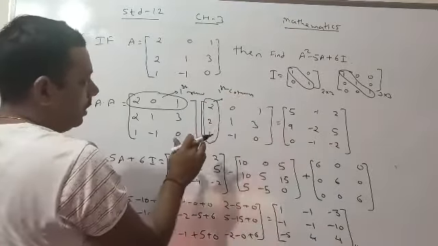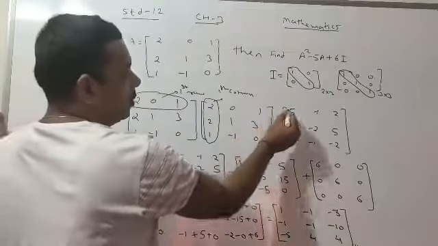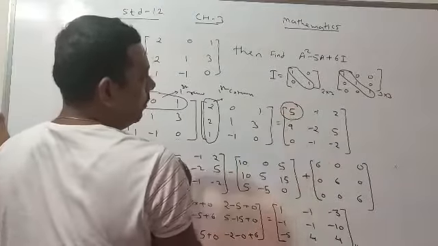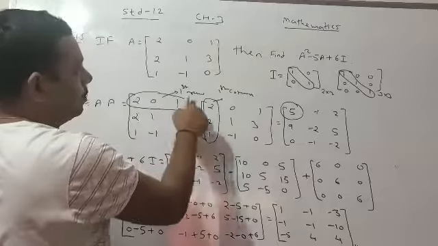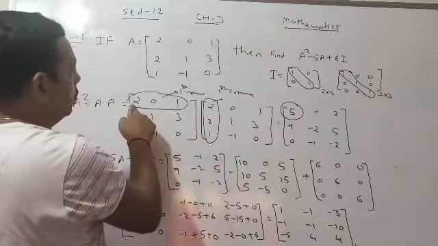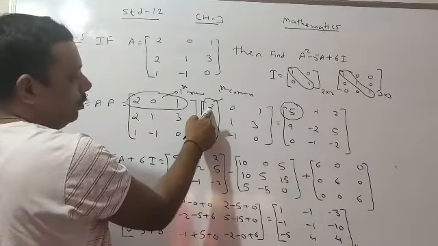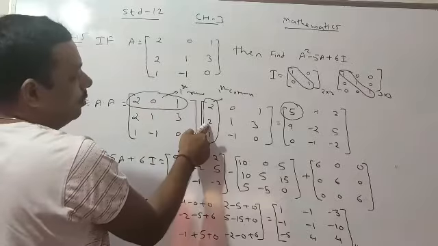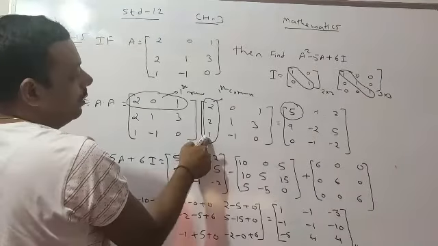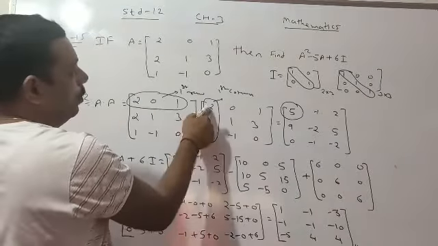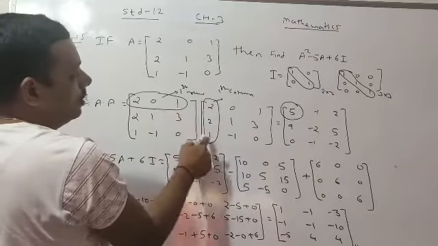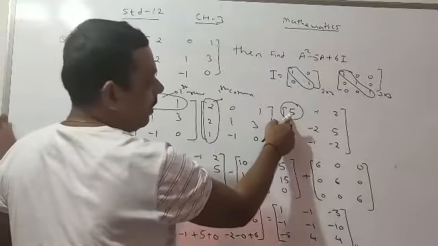So the result is entry 1, 1. This is the answer obtained by first row, first column. That is 2 multiplied with 2, that is 4. 0 multiplied with 2, that is 0. And 1 multiplied with 1. It means 4 plus 0 plus 1. Now I will directly write 5.